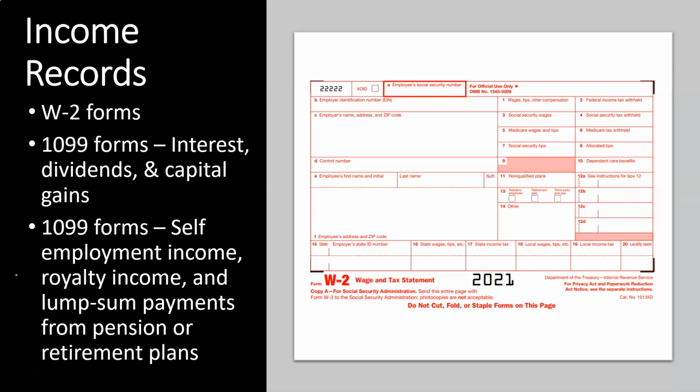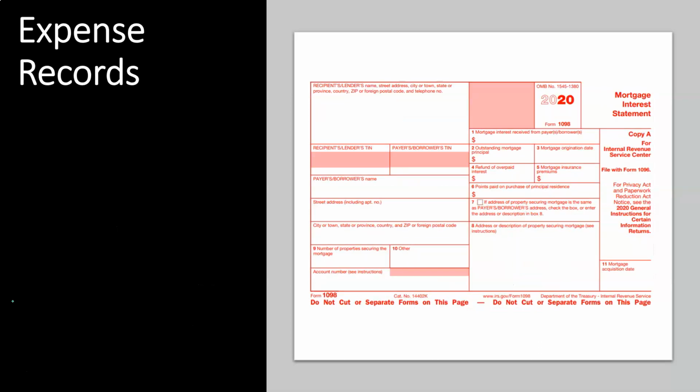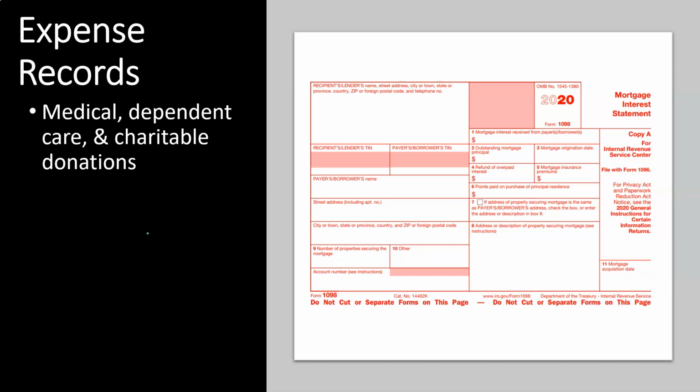So then we have the royalty income. If you have royalty income, you might get a 1099, lump sum payments from pension or retirement plans. Then we have the expense records. Now, expense records get more complicated because a lot of times you might not get any records on the expense side of things. And this is really important, especially if you have like a sole proprietorship or something like that, where you're not going to get the records on the expense side.